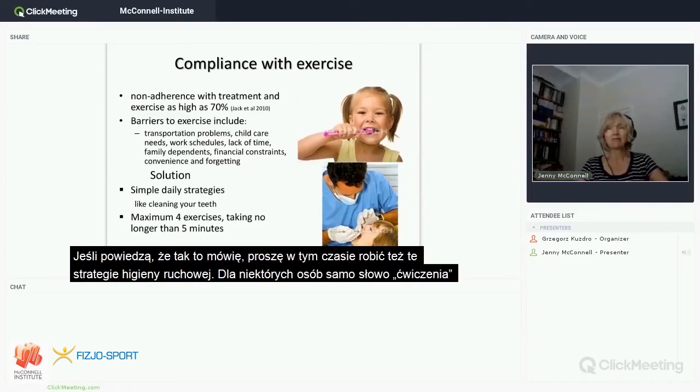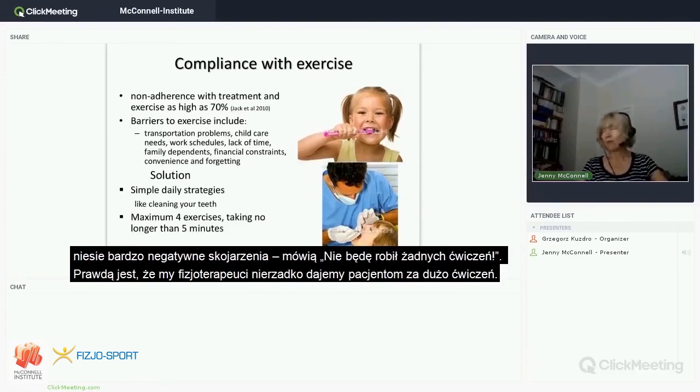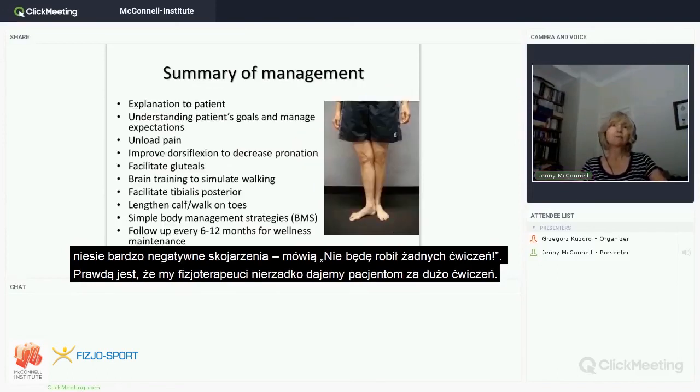Because for some patients, even the word exercise is abhorrent. They can't stand it. So they go, oh, I don't want to do any exercises. And often we as physios give them too many. So we give them too much. And so they look at the sheet and go, oh, too hard.